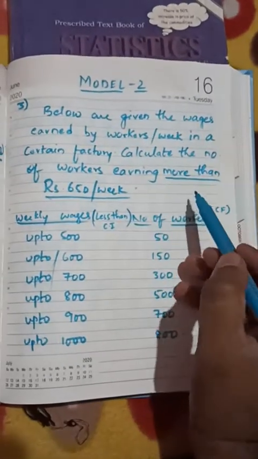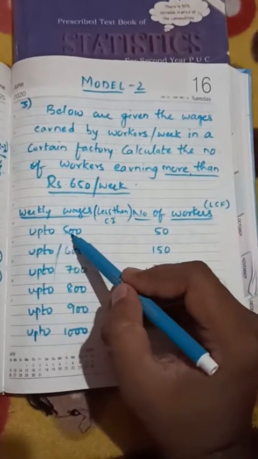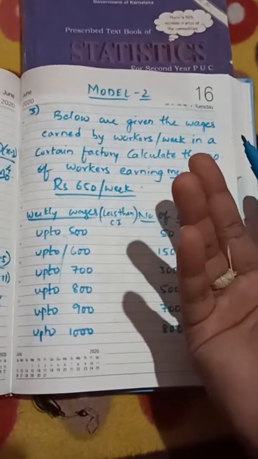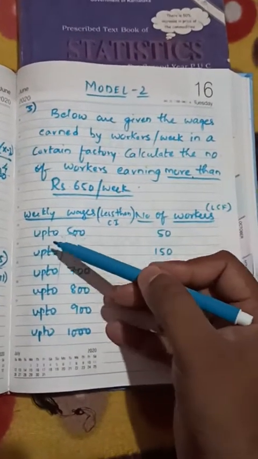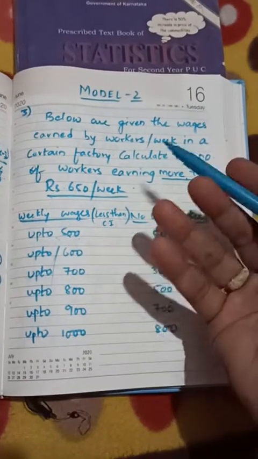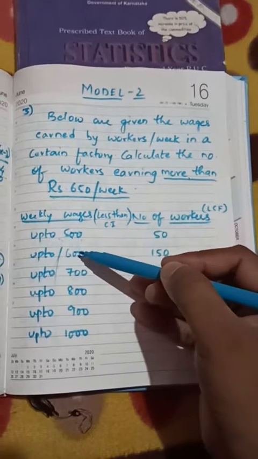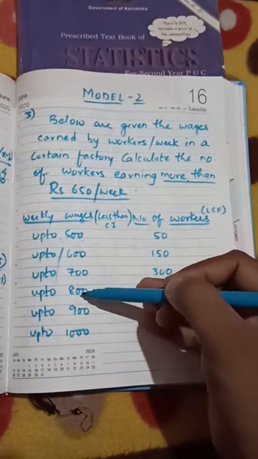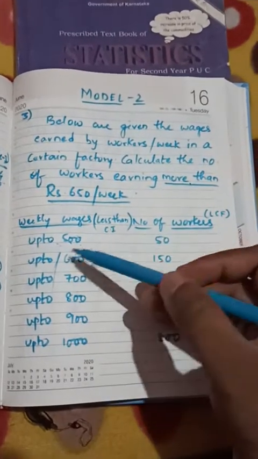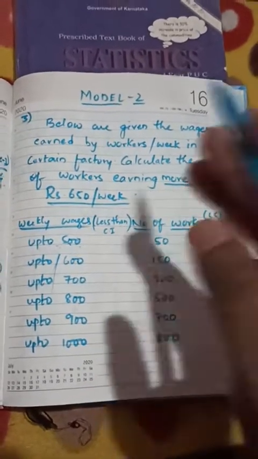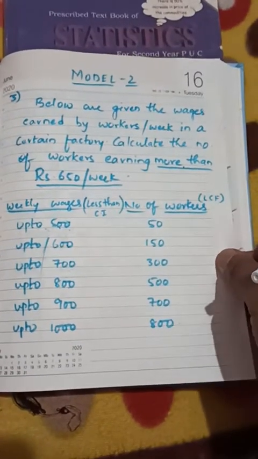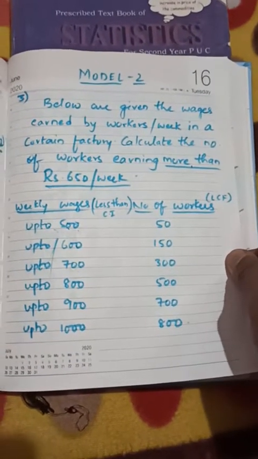So you need not convert, sir, more than it is asked. Can we convert this less than 500 to more than, like that? How will you convert? Less than 500 is asked, up to 600 is asked. So these regular class intervals we can convert, 500 to 600, 600 to 700, 700 to 800, 800 to 900, 900 to 1000. So this way class intervals can be converted, but this less than data cannot be converted to MCF. We cannot do that. Right? So this is model 2.